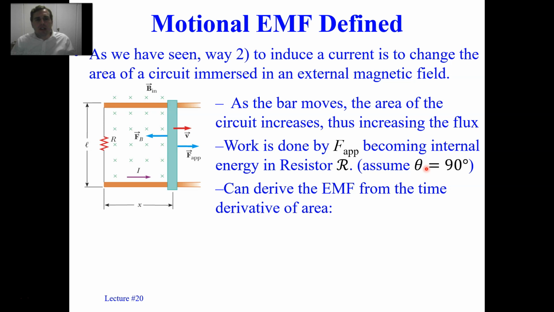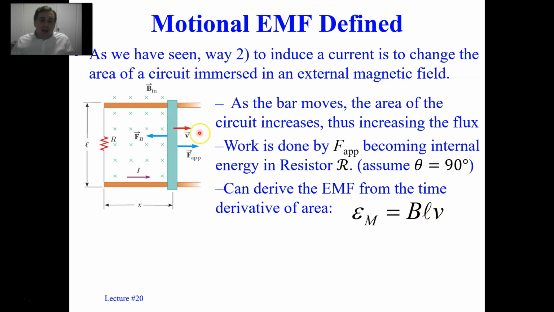One thing you can say is that d phi subscript B dt is going to be the time derivative of BA. But B is a constant, so move that out front. So you have the time derivative of the area. But the length is not changing, only the x position is. So you have B times L times dx dt. But dx dt is the change of x with respect to time. That's just horizontal velocity. So you get this equation, which is motional EMF. The EMF that arises from this bar moving along at a constant velocity is BLV.